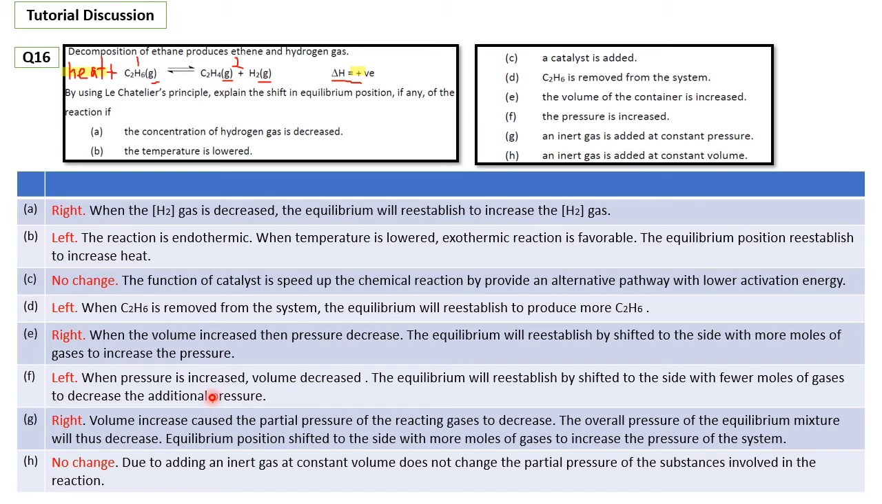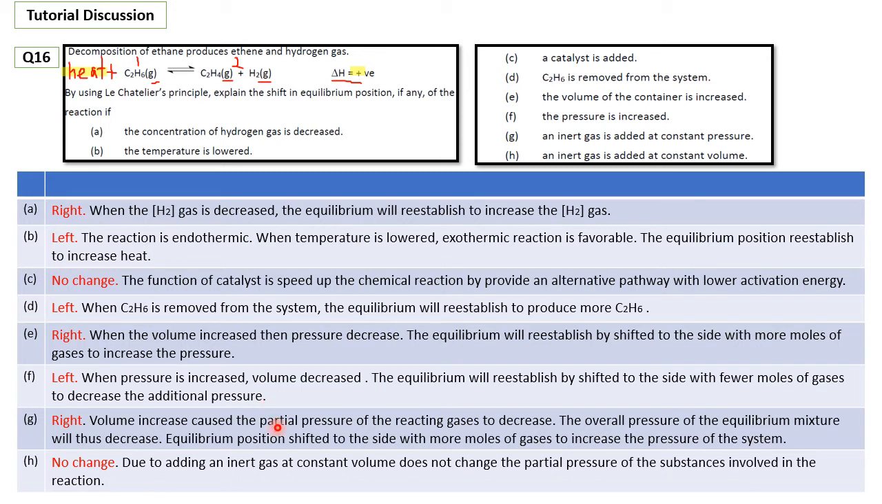Automatically left for F because pressure increases, okay, congested. So remember, the traffic is congested. You will try to find somewhere with fewer cars. So for this question, the answer will be left because it will shift from 2 to 1. The equilibrium will re-establish by shifting to the side with fewer moles of gases to decrease the additional pressure.